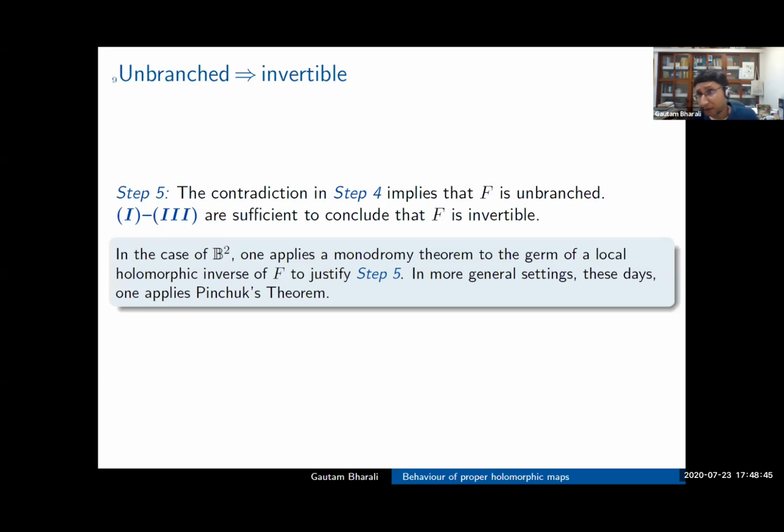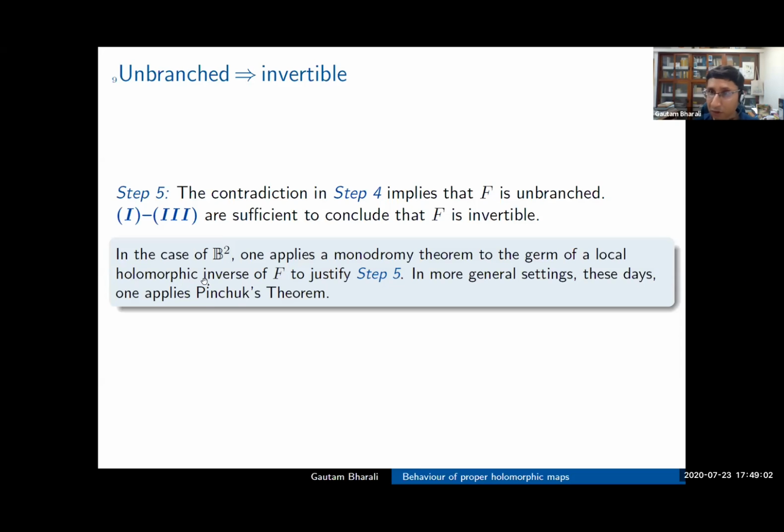and for this particular heuristic that I outlined, what one does is one applies Pinchuk's theorem. So what is Pinchuk's theorem? I really wish I could have talked about this theorem. It's really lovely, but I would not have enough time to do so, so I'm just going to leave it at that, okay?